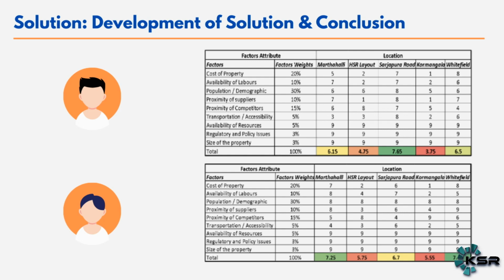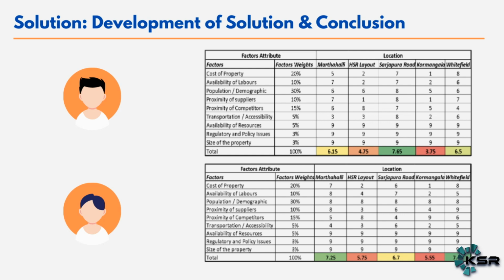Availability of labor. For any business to be successful we need labor, and he thinks Marthalli and Sarjapura Road will get more labor than any other location, so he rates them high. Population and demographic. For a retail business to be successful we need more family members and couples. He thinks that kind of crowd is heavily available in Sarjapura Road, so he rates it higher, followed by Whitefield and Marthalli.